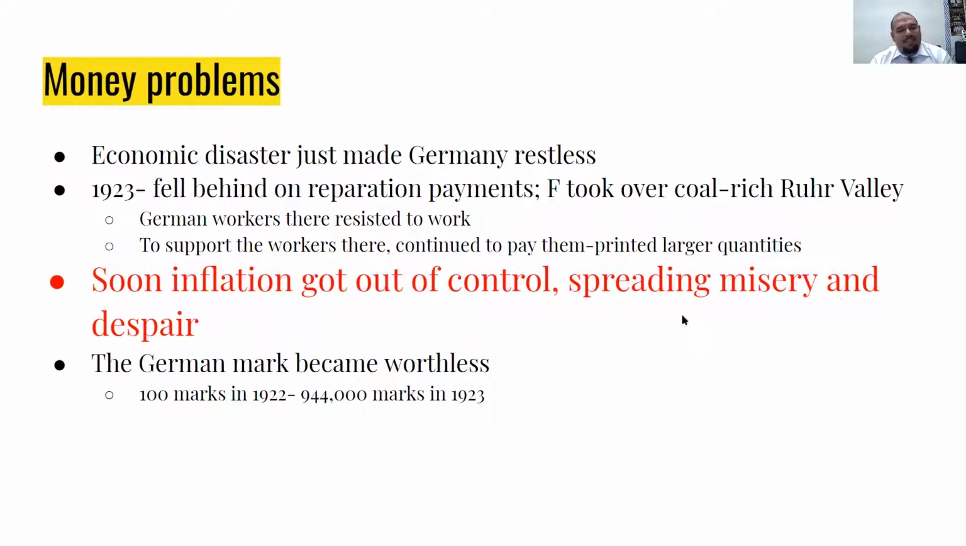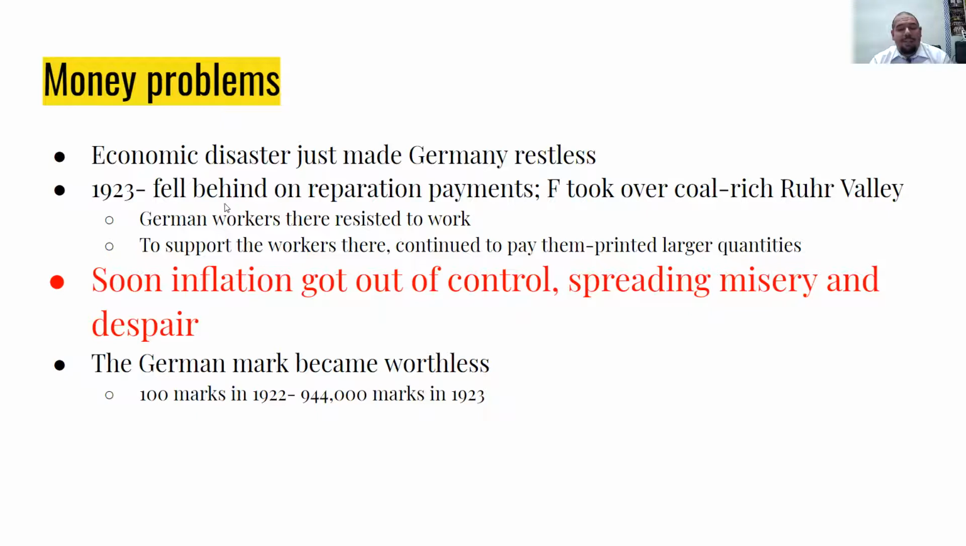So, money problems. Economic disaster just made Germany restless. In 1923, they fell behind reparation payments, so France will take over the coal-rich Ruhr Valley. German workers there resisted the French and refused to work. So to support the workers there, the government will continue to pay them, and they're also going to continue printing large quantities of money.